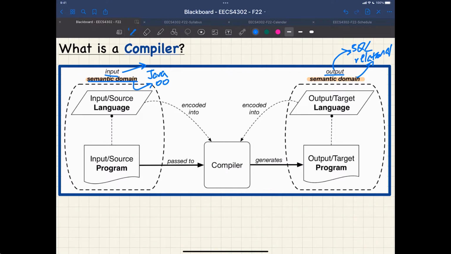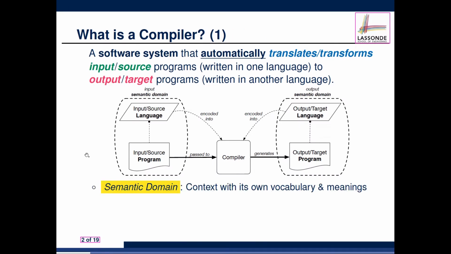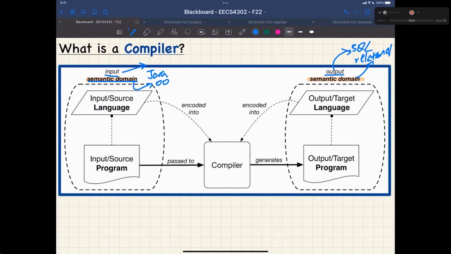If I go back to the slides, I do have a very short definition for you. Whenever we talk about a semantic domain, it's really a context with its own vocabulary, like different words or different terminology, and also its meaning. And for your project, ultimately, you should really define what the semantics is for your input language and also the output language. Otherwise, there's no way for you to implement the magic inside the box. We'll do some exercise in just a moment, but let me go over a little bit more.